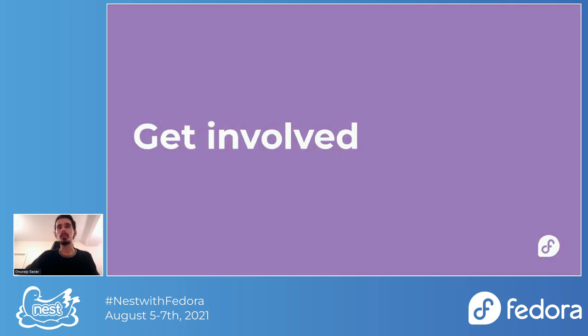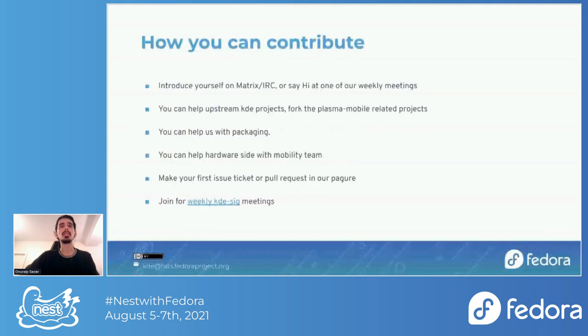And how do you get involved with our team? We need more help. We are working on it, but sometimes we may be missing something, and you may have a new idea that could be amazing. So how do you find us? You can just say hi on Matrix and IRC, and you can also join our weekly meeting. You can help the KDE projects, for Plasma-related projects or KDE itself, because we are bringing the packages into Fedora. If you help the upstream directly, you're helping us and everybody else as well.